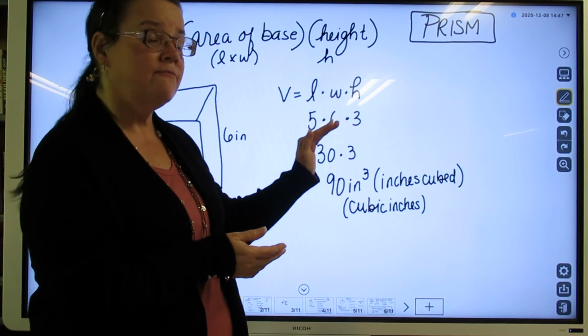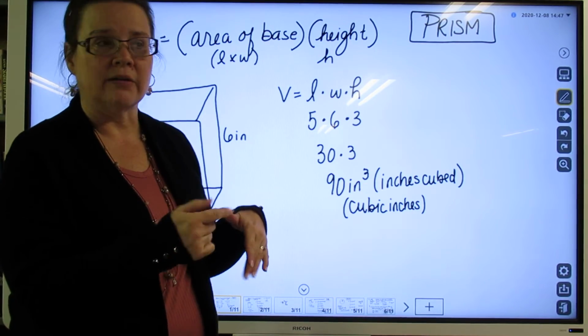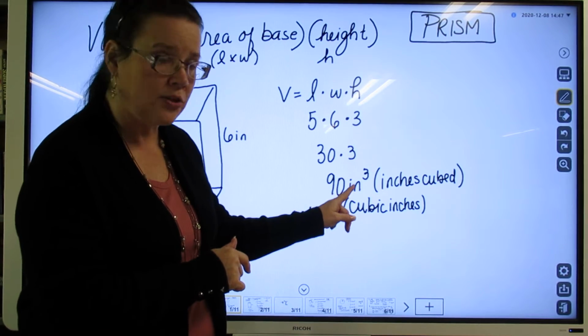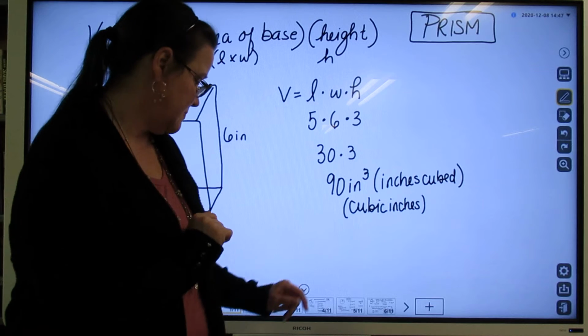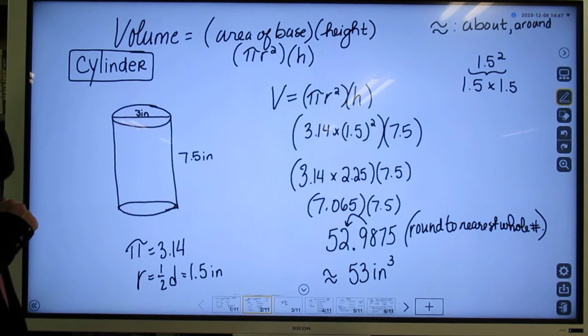Now remember, in volume, it's going to be cubed. When you're doing area, it'll be squared. And when you're doing perimeter, it's just what it is. So this one is always in cubic units. Okay? So, volume of a cylinder.